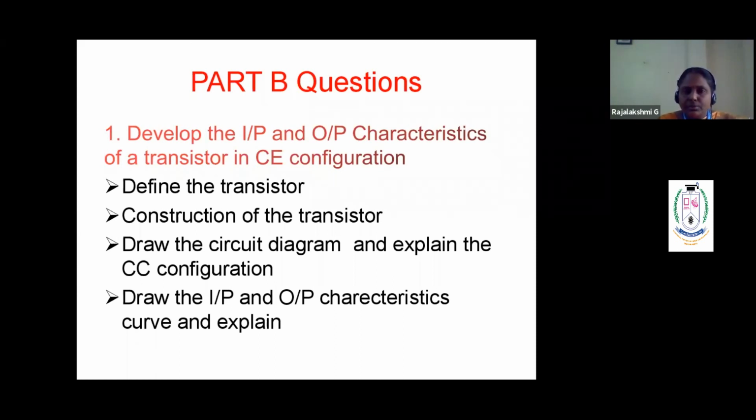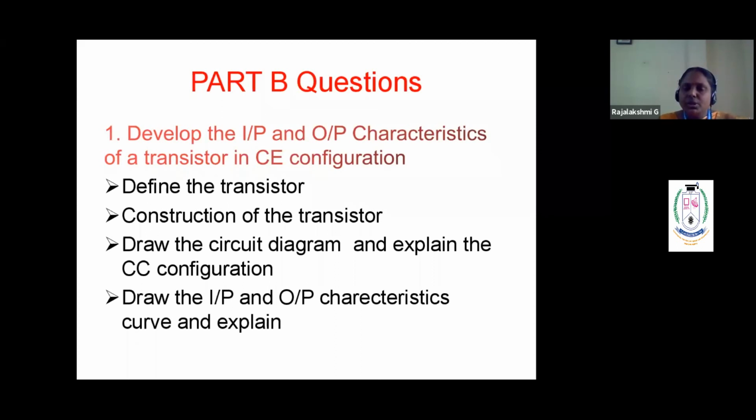Here I have written CC, but it could be any configuration. Draw the circuit diagram and explain how the connection is given. This junction is forward biased, this junction is reverse biased. That is what you are going to note down. Then draw the input and output characteristic curves and explain.